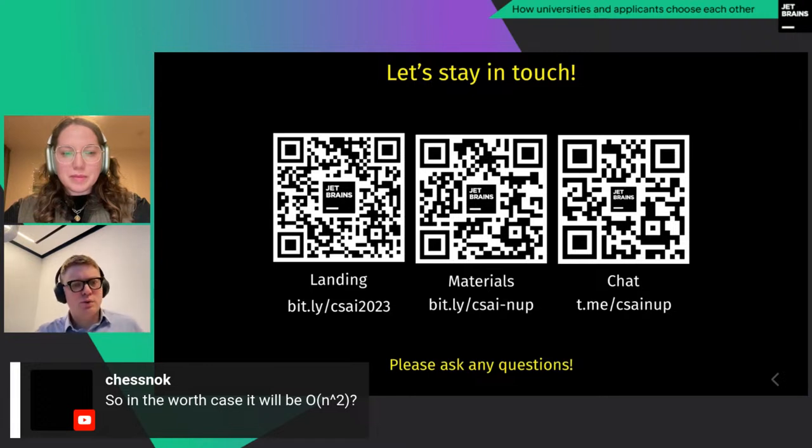So in the worst case, it will be big O of n squared, right? But note, n is the number of men and the number of women, and the size of the preference lists is also n squared, right? Which basically makes the running time of this algorithm linear in the size of the input.